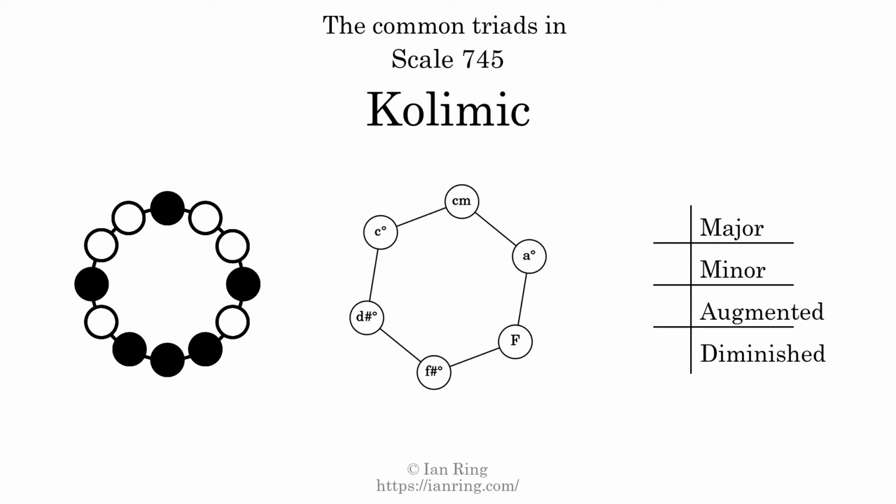The diagram in the center is a graph of parsimonious voice leading between triads. There is one major triad. There is one minor triad. There are no augmented triads. There are 4 diminished triads. Here is a Hamiltonian path of parsimonious voice leading that uses all the triads.